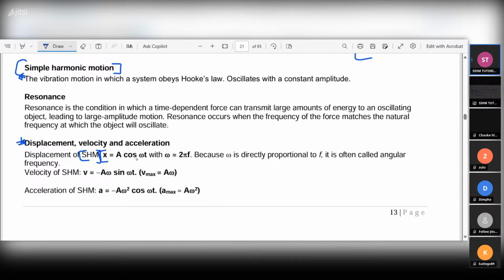The equation is x equals A cos of the angular velocity times time, because the angular velocity is directly proportional to f. This f is frequency, so it is often called angular frequency. Remember, this one is the displacement equation, and then this is the velocity equation.